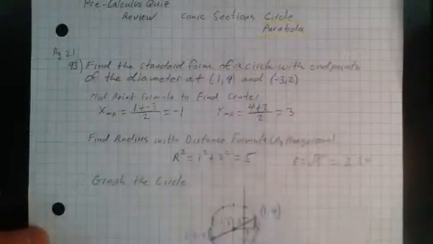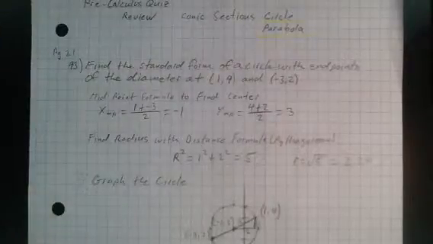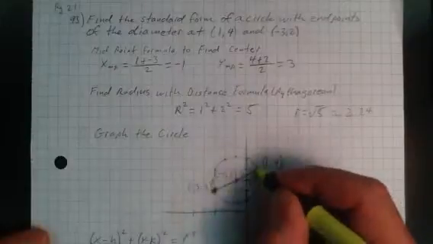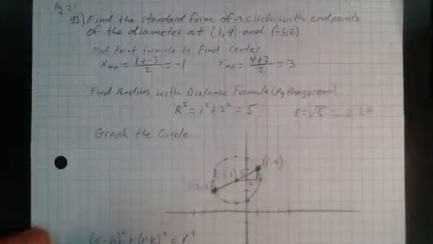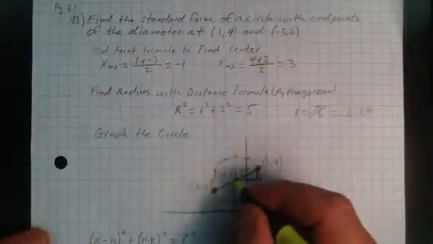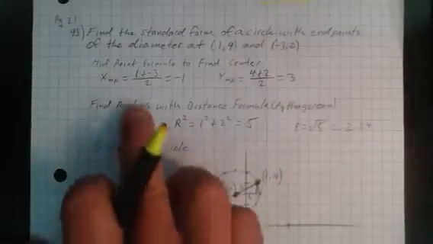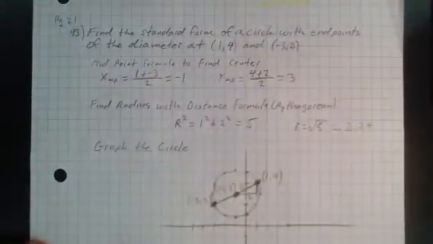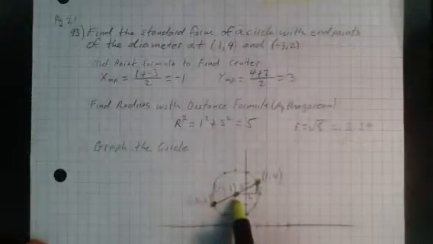So my first strategy ever when I do any conic section: plot what I know. Now I know that I have been given this and I have been given this. If those are the endpoints of my diameter, then I know by using the midpoint formula I'm going to get the center. And that's what I've done here. I've used midpoint to find the x-coordinate and y-coordinate of the center. Okay, so that helps a lot.